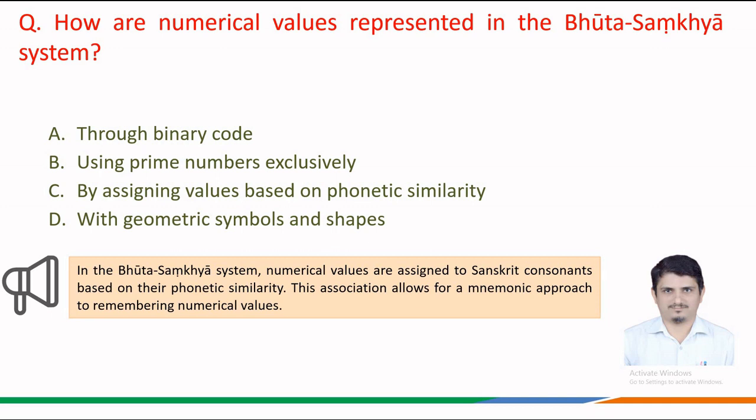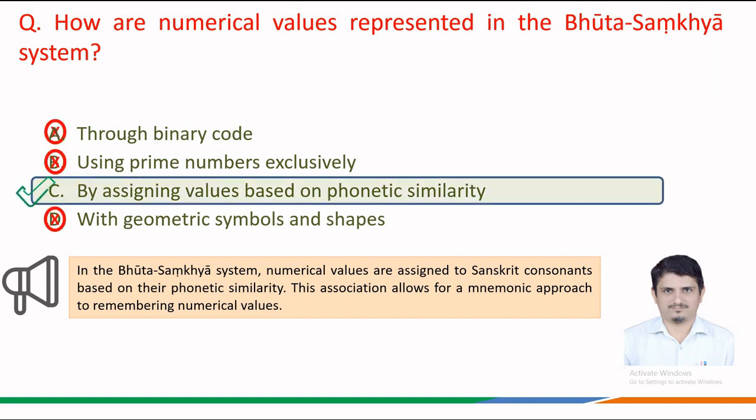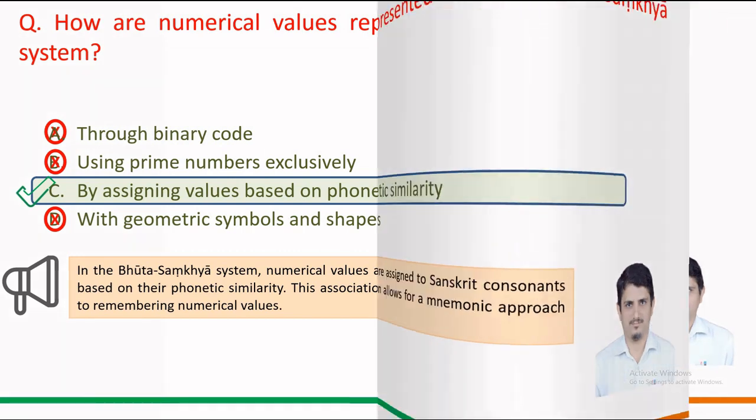Please recall here, in the Bhut Sankhya system, numerical values are assigned to Sanskrit consonants based on their phonetic similarity. This association allows for a mnemonic approach to remembering numerical values. So, the correct answer of this question will be by assigning values based on phonetic similarity, that is option C.